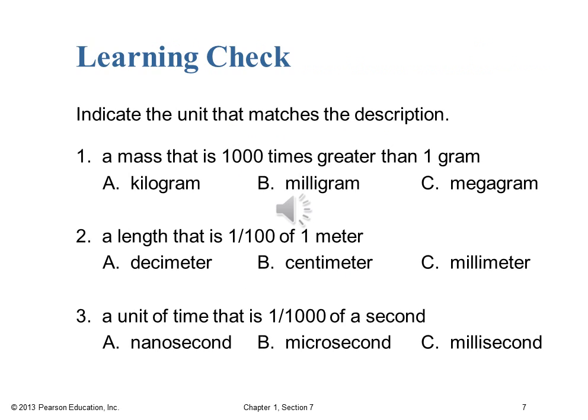Alright, so let's pause a moment. We'll take our learning check and see how we're doing with the idea of prefixes and units. So indicate the unit that matches the description. Number 1, a mass that is 1,000 times greater than 1 gram. Is that A, a kilogram, B, a milligram, or C, a megagram?